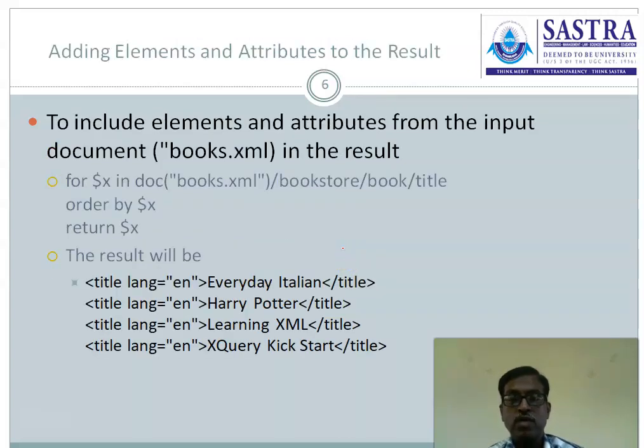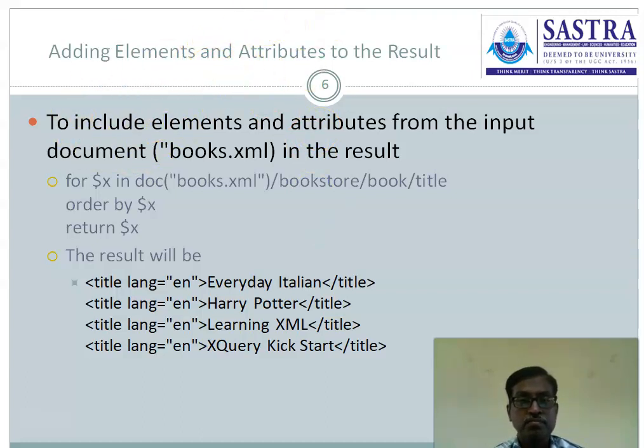And then we can add elements and attributes to the result. Already we are going to process an XML document. The XML document itself contains a lot of elements, attributes, and so on. Apart from that, if you want to use your own element or your own attribute in the result, right? When we are displaying the result, we are fetching the content from the XML document and displaying it as a result. We can include any elements or attributes if we want. That is possible by means of the following syntax.